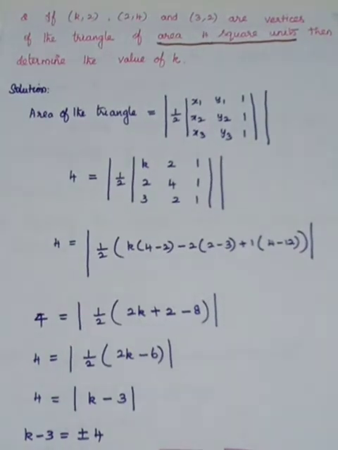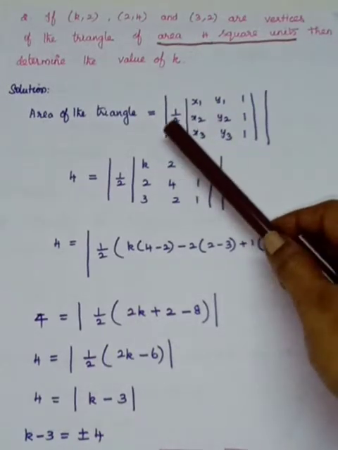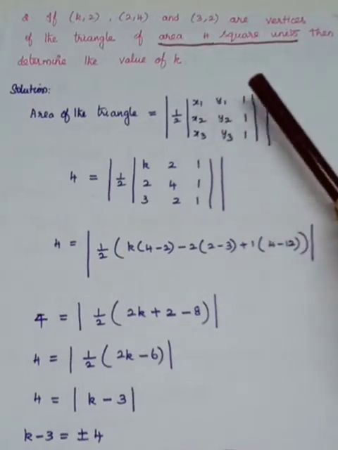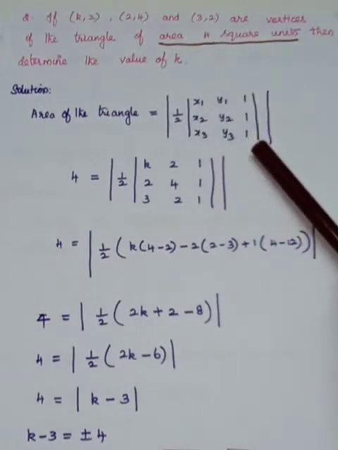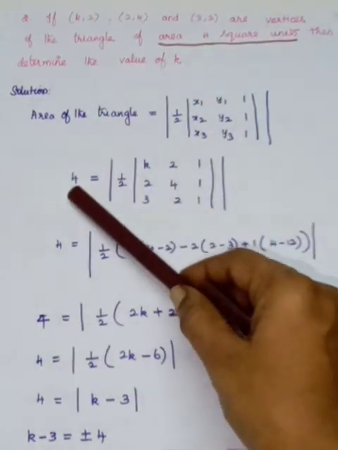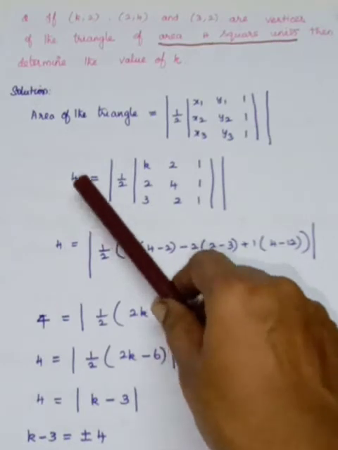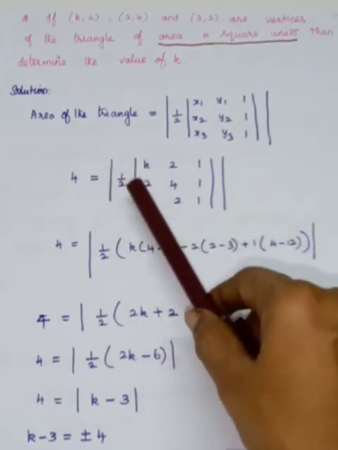So what is 4 square units? That is area of the triangle. So area of the triangle formula is written. Absolute value of half into determinant x1 y1 1, x2 y2 1, x3 y3 1. Okay, so in this problem it is given the area of the triangle is 4. So here 4 is equal to absolute value of half into determinant.